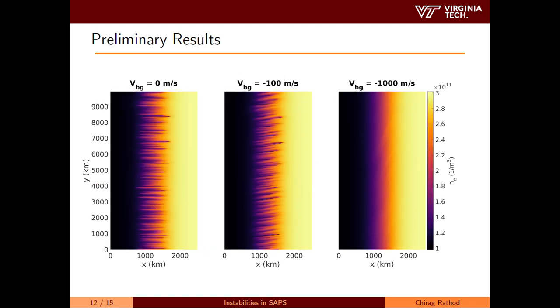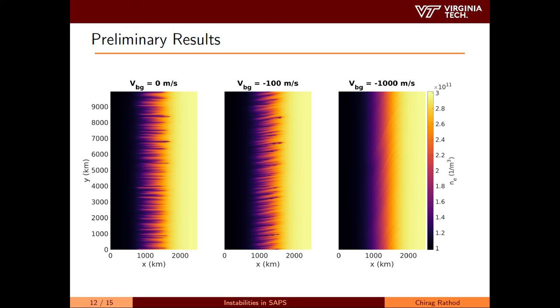So now I have these preliminary results. I zoomed in specifically to the poleward region so that in each individual plot, the left part of that plot is inside the SAPS region, so lower density, higher velocity, and the right side of the plot is outside of the SAPS region, higher density, zero velocity. The left plot is at background velocity equals 0. So this is a purely GDI case, and it looks pretty much like the GDI we saw before.